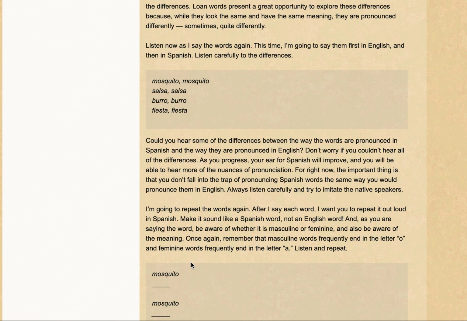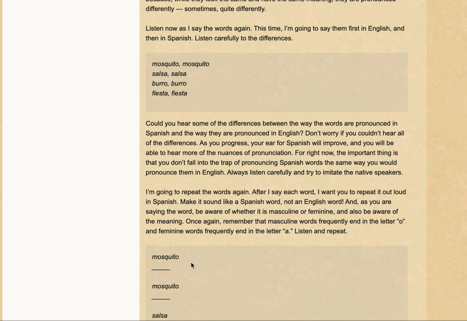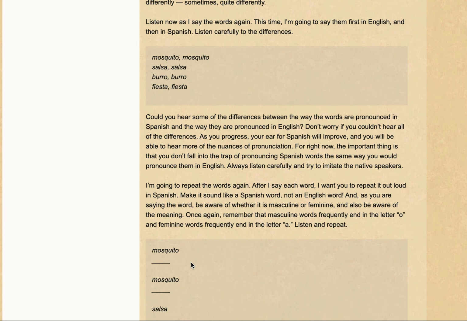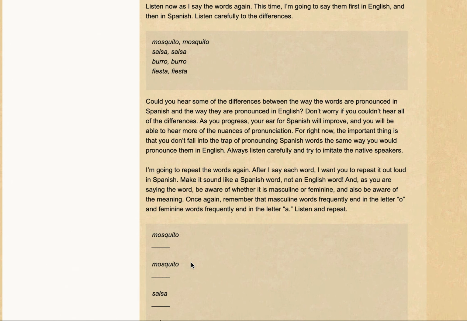Loan words present a great opportunity to explore these differences, because while they look the same and have the same meaning, they are pronounced differently, sometimes quite differently. Listen now as I say the words again. This time, I'm going to say them first in English and then in Spanish. Listen carefully to the differences. Mosquito, mosquito. Salsa, salsa. Burro, burro. Fiesta, fiesta.